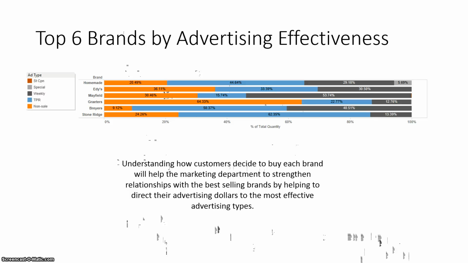If we're looking at Breyers, over half of Breyers' sales are on TPR sales. Given this knowledge, we can know that we want to focus TPR sales toward Breyers, and the same goes for both Stone Ridge and Homemade. Meanwhile, Mayfield thrives in the weekly category, so we're going to try and push them toward weekly advertising in order to maximize our profits with them.